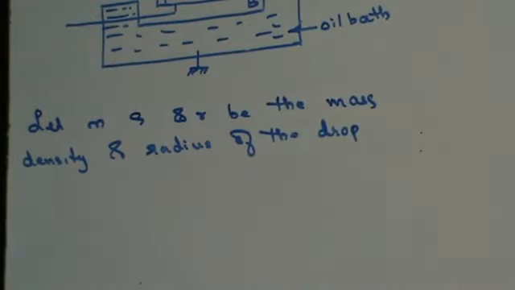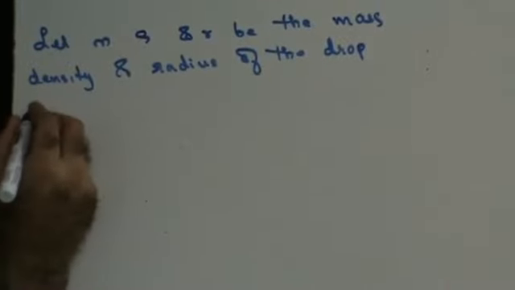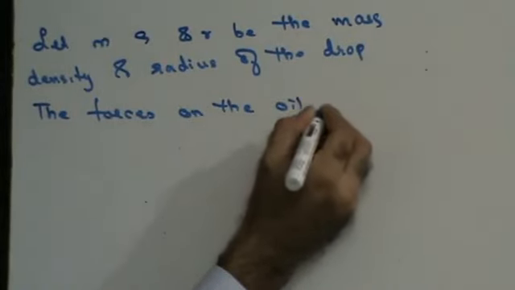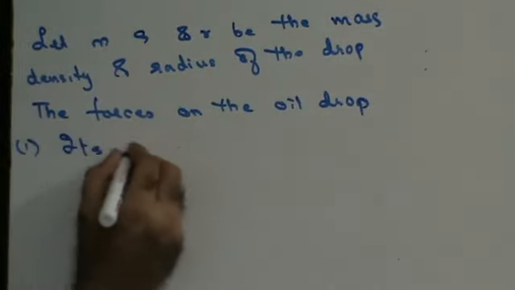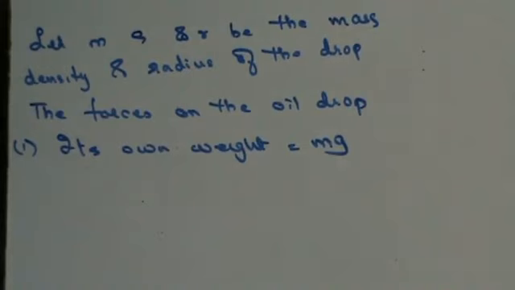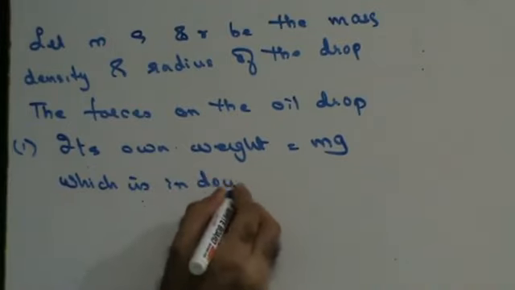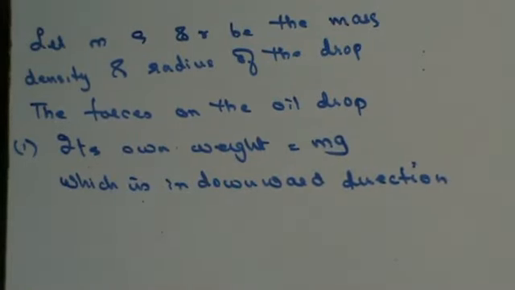Now, what are the forces acting on the oil drop? One, the weight of the oil drop that is going to act in downward direction. The forces on the oil drop: first, its own weight, which is equal to mg, in downward direction. You can write this with me, guys. The weight of the oil drop is mg, in downward direction.